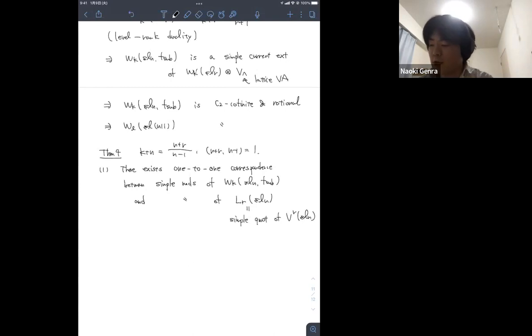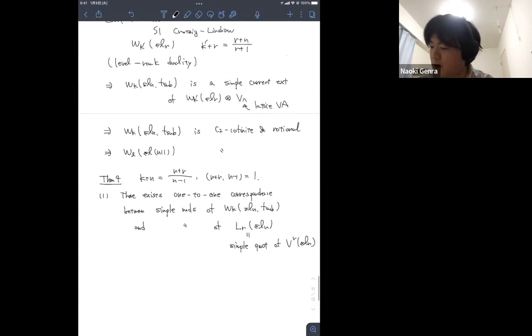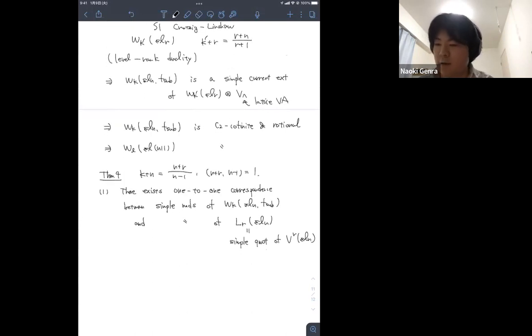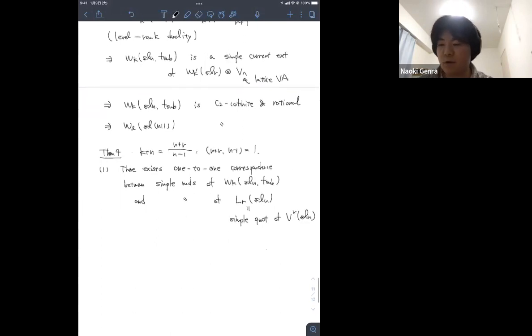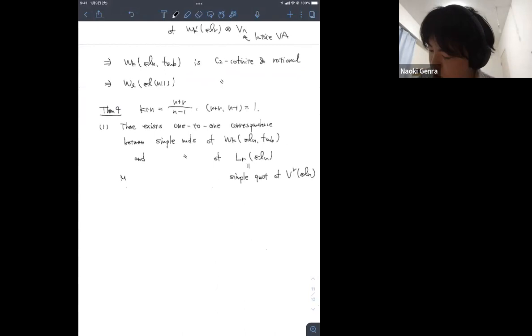And this one-to-one correspondence comes from the result of studying the representation theory of principal W algebras due to Frenkel, Kac, Wakimoto and Tomoyuki Arakawa and Thomas Creutzig. They prove that simple modules of the principal W algebra can be labeled by simple modules of the simple quotient of the affine vertex algebra. So this induces such a one-to-one correspondence. And moreover, this correspondence induces an isomorphism on the fusion rings.